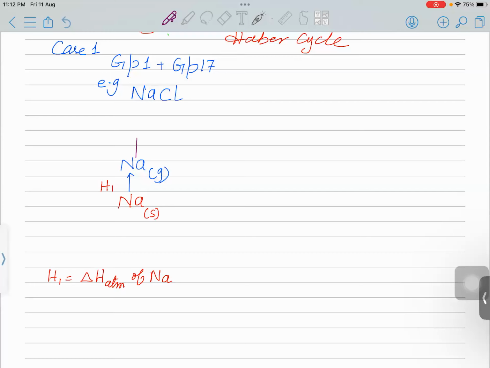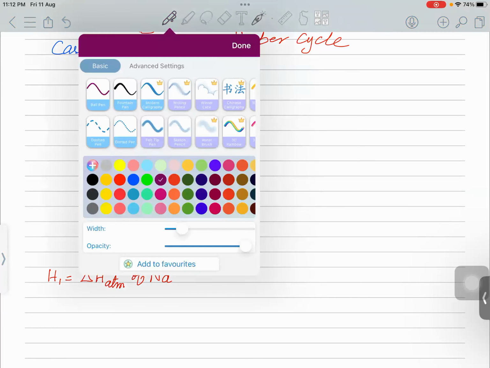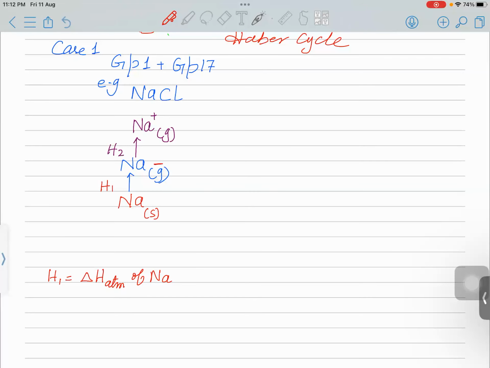Now sodium converts into Na positive gaseous. This is called H2. So an electron is removed from sodium, minus electron. One electron is removed. Yes, Alia, whenever one electron is removed, energy is required. Can you tell me the name of the energy?